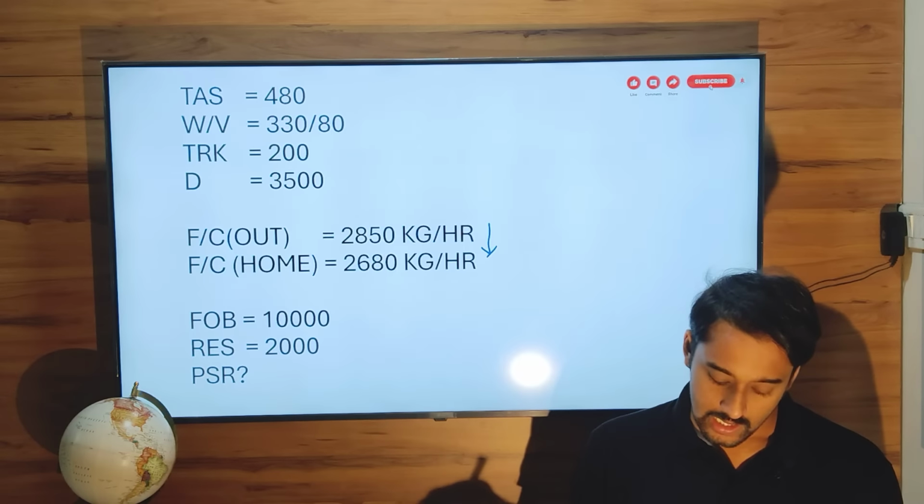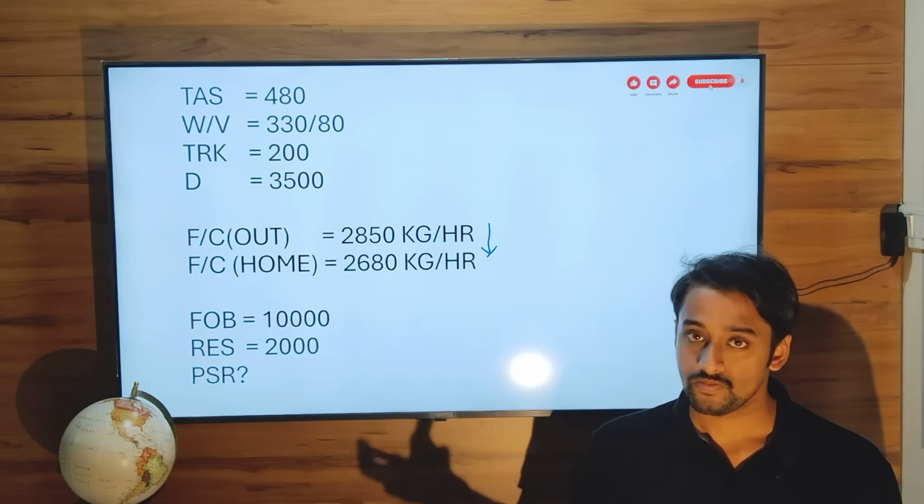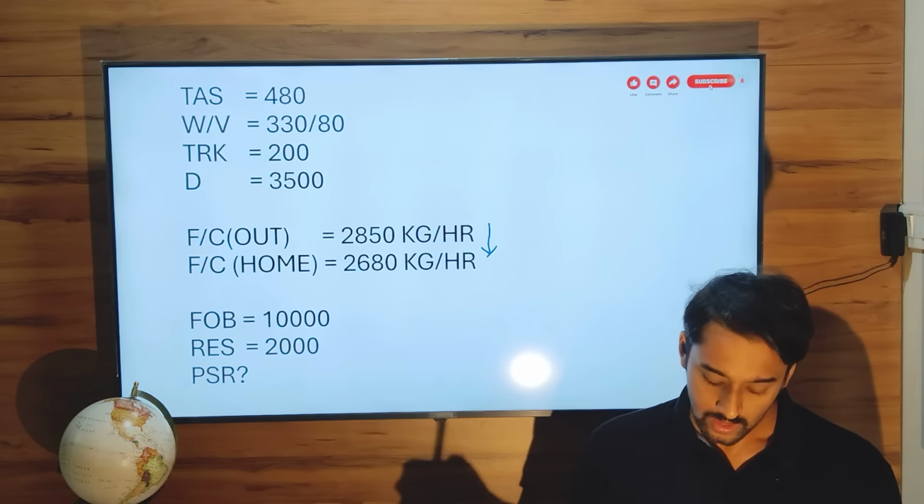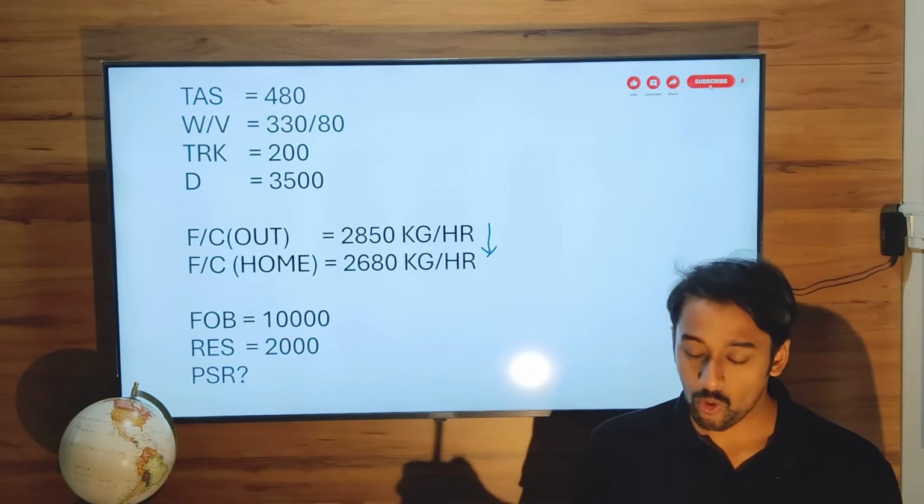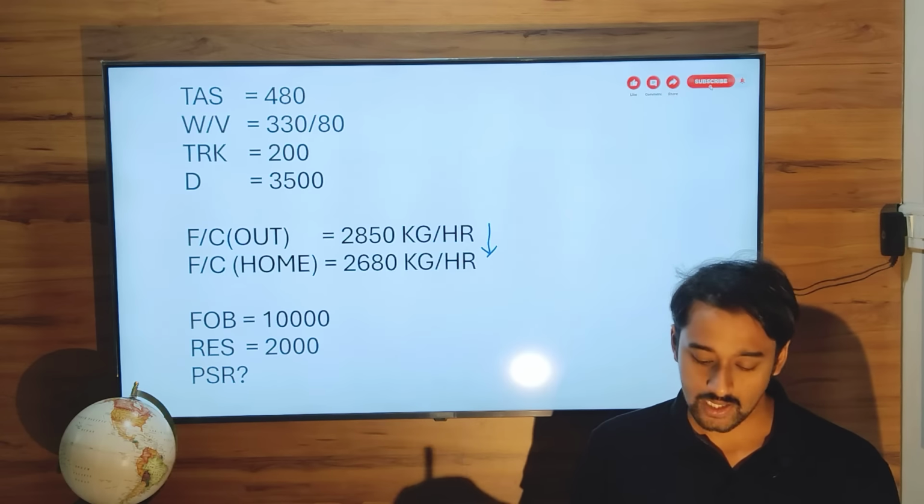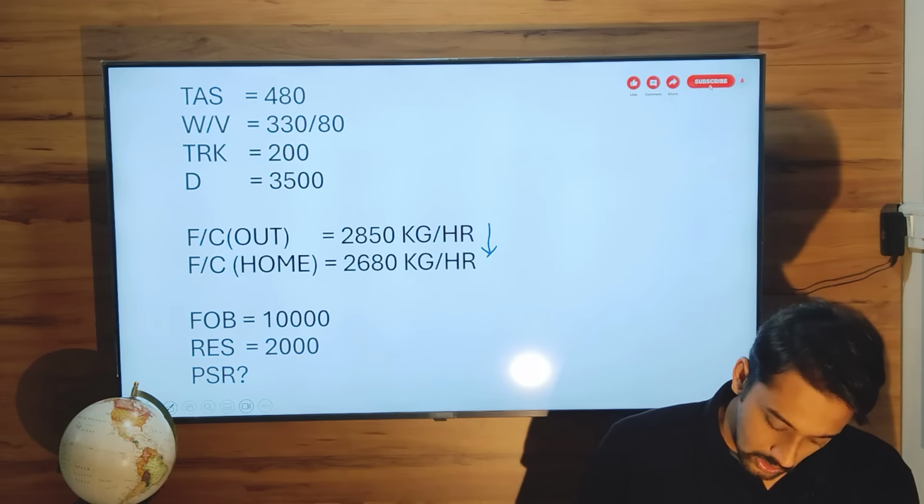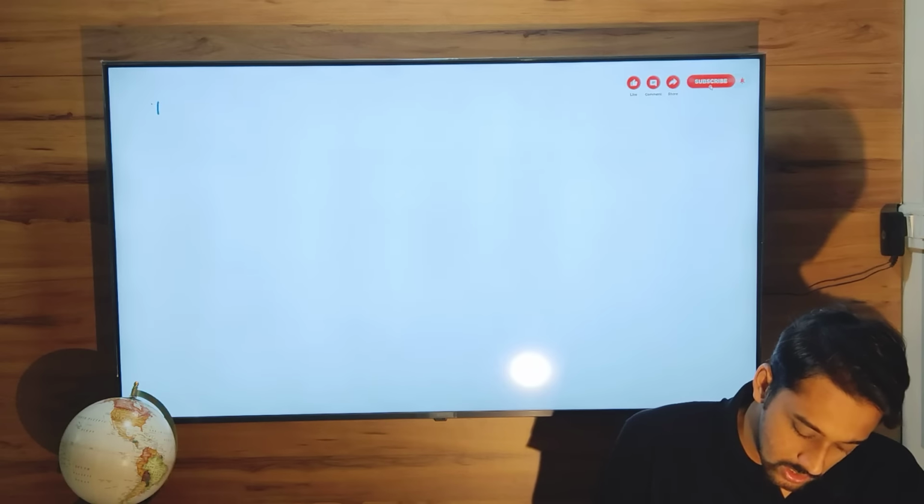Fuel on board is 10,000 whatever units, kilograms. Reserve is given to you. What is point of safe return? Distance and time. So simple. Let's jump to the point.